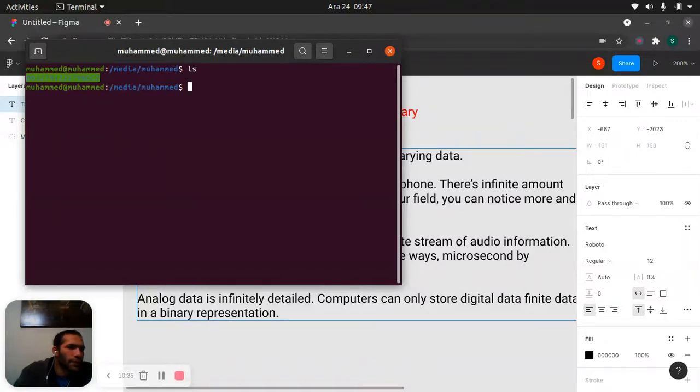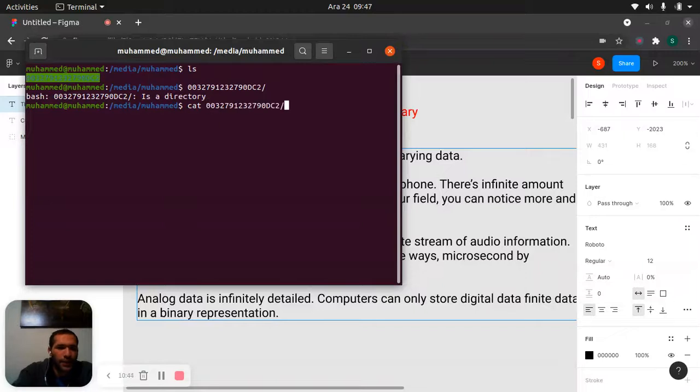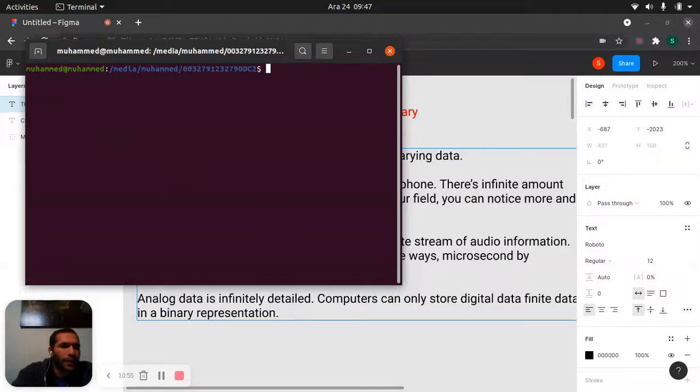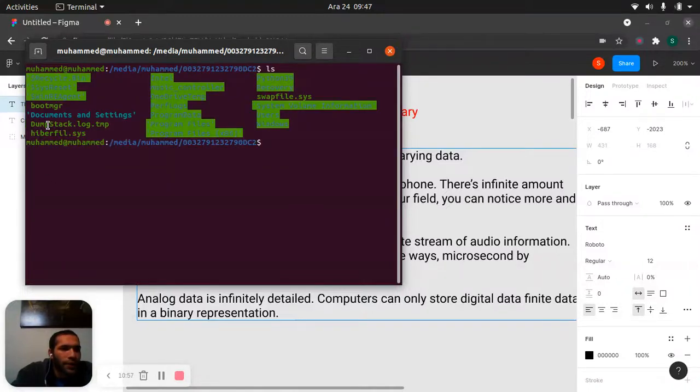This one is a directory. Okay, let's say cat and zero in this. Oh, it's okay. If it is a directory, we have to go again in it, I think. Let's go inside it. Right. What we have here: drum stack, bootware, and some information.